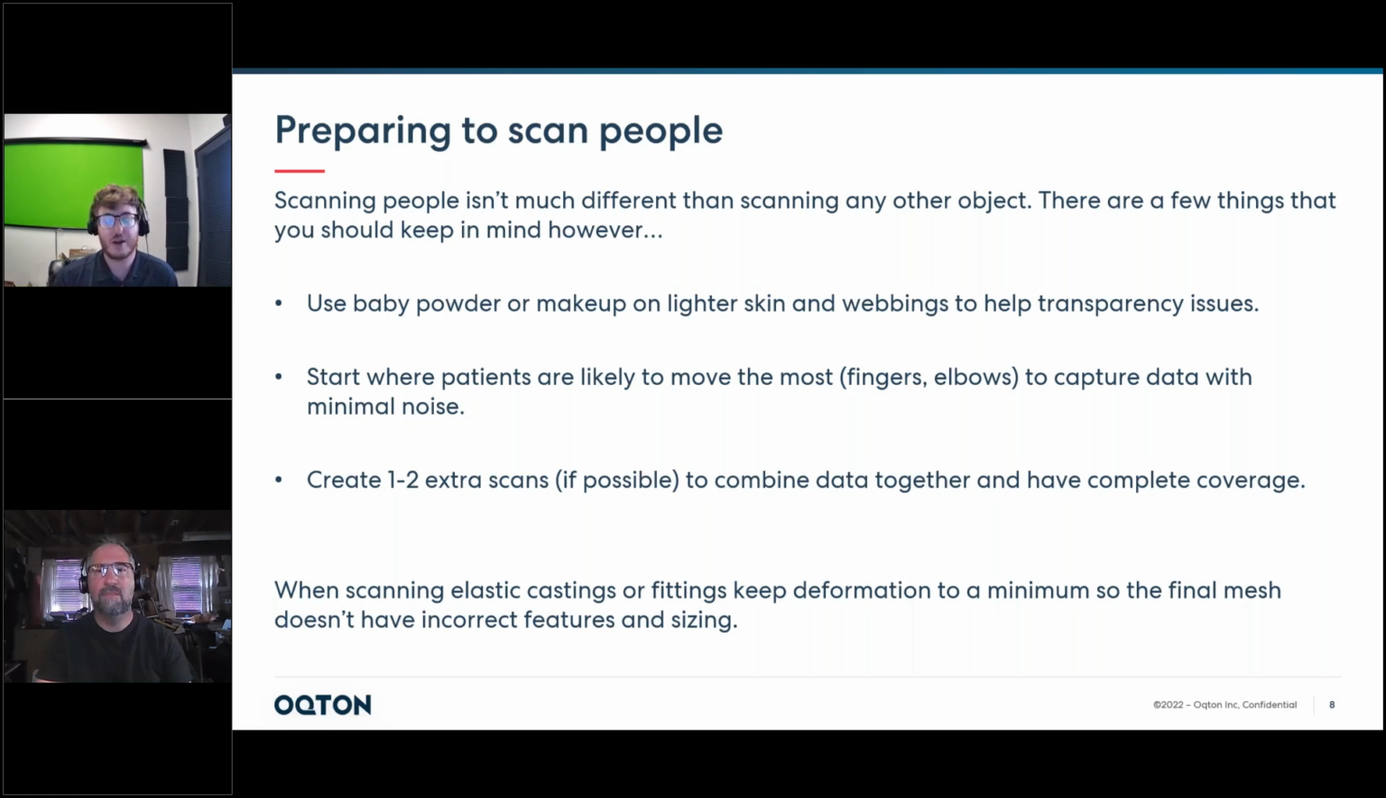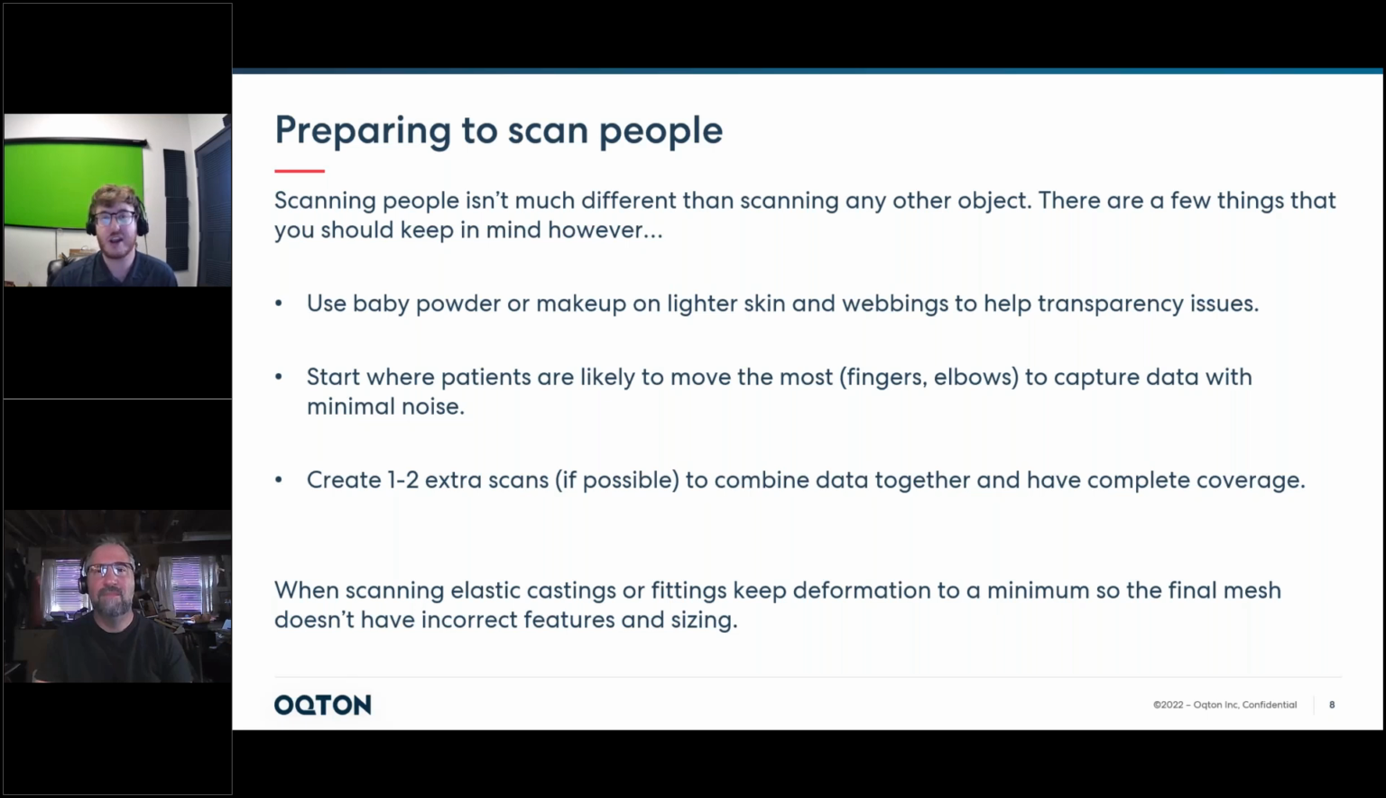One is that structured light scanners are light-based, and human skin is fairly translucent. As such, using some kind of makeup or baby powder is very common to help with some transparency issues, especially in the webbings of fingers. So this is a little bit of a physical touch on a person, but it's not needed all the time. And it's a lot easier to wash off than some kind of plaster. And it only takes, again, a couple of seconds versus the minutes it might take with plastering.